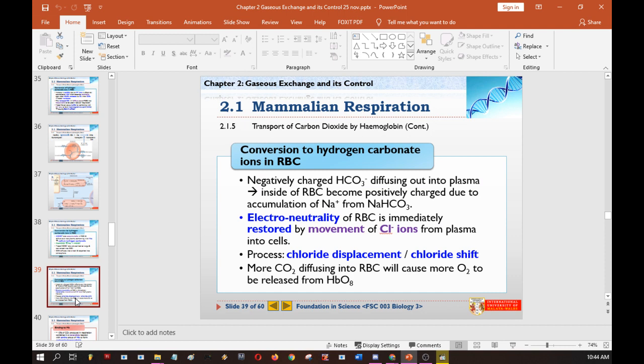Negatively charged HCO3 minus will be diffused out to the plasma, and the red blood cell will become positively charged due to accumulation of Na plus. Because of that, the red blood cell needs to neutralize itself, so it needs to absorb Cl minus ions from the plasma into the cell. This is actually called the chloride shift. To cause neutrality, your blood needs to have a lot of salt ions at all times. So your blood is healthy due to that.